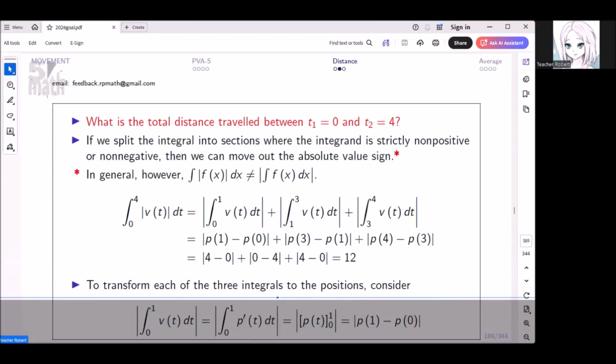To transform each of these three integrals to the positions, consider this.